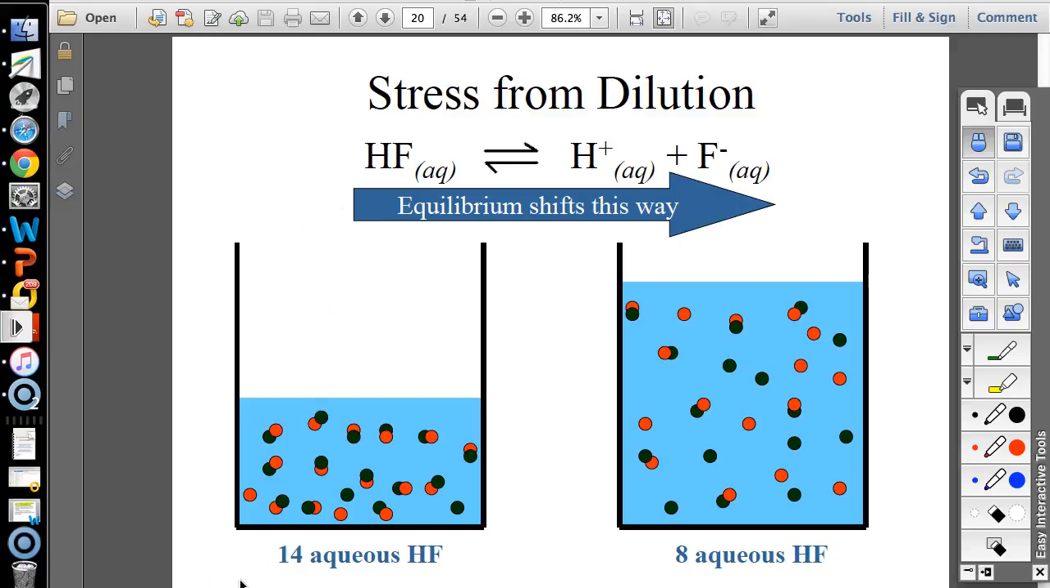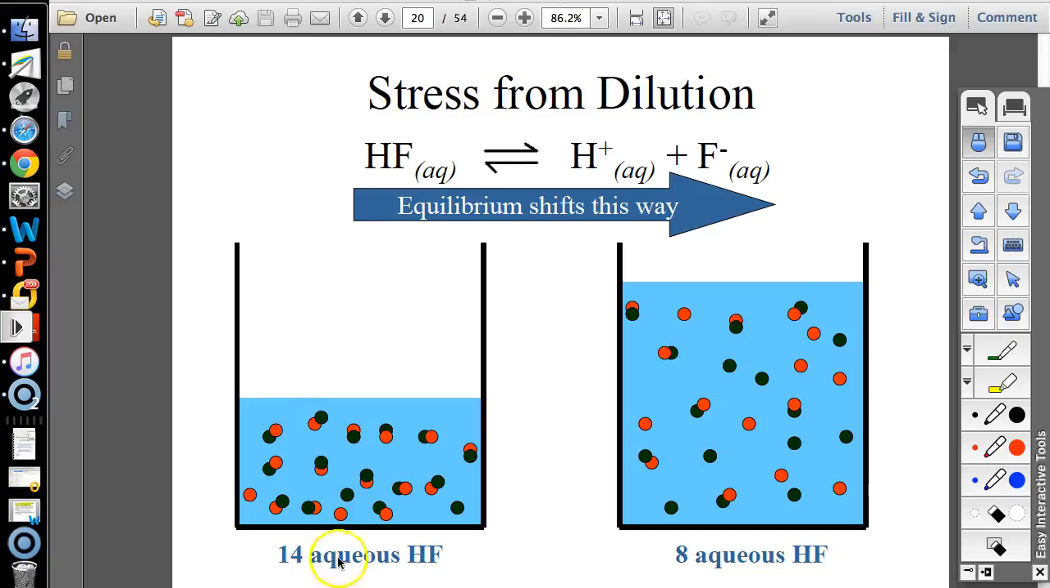HF is actually a weak acid. All the other hydrogen halides, like with chlorine and bromine, you're going to have strong acids. This one's a weak acid. We'll get into why that is next week. But in solution, you can see that most of the HFs do not dissociate. Do you see my little picture here? So most of them are still stuck together.